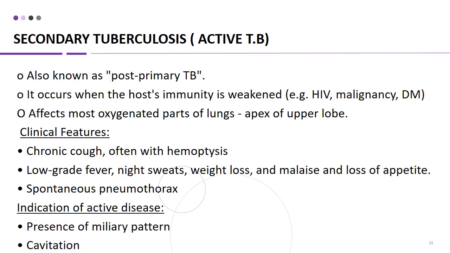Secondary tuberculosis, also known as active tuberculosis or post-primary tuberculosis, occurs when the host immunity is weak, for example in HIV, malignancy or diabetes mellitus. It affects the most oxygenated part of the lungs, that is the apex of the lungs. The clinical features may include chronic cough with hemoptysis, low-grade fever, night sweats, weight loss, malaise, and loss of appetite. Spontaneous pneumothorax can also occur in tuberculosis. The presence of a miliary pattern and cavitation are indications of active disease.